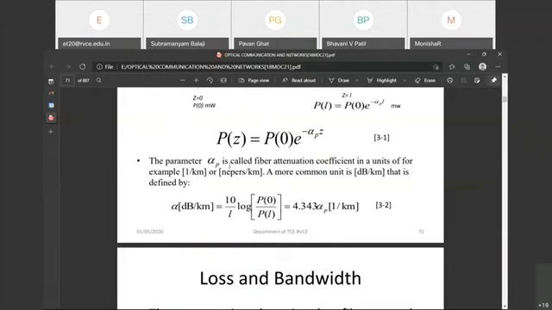The parameter alpha p is called the fiber attenuation coefficient. This is per kilometer, in nepers per kilometer or dB per kilometer. These are the three units in which the attenuation constant is represented. In your lab, you will be verifying all these things.